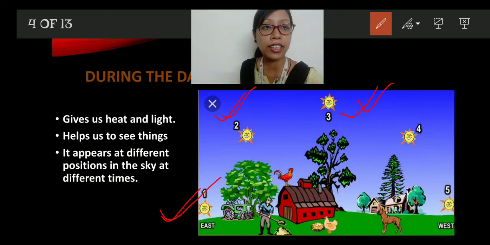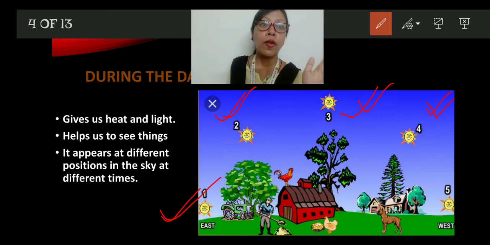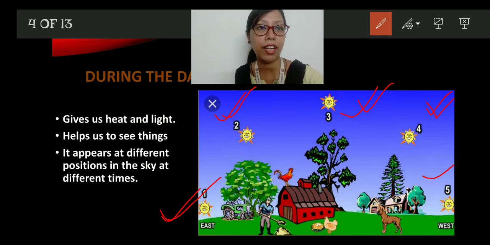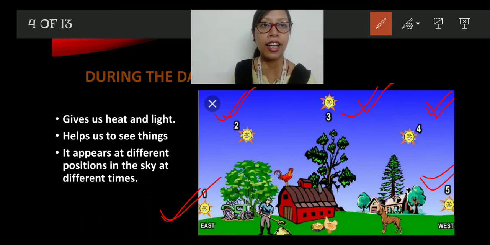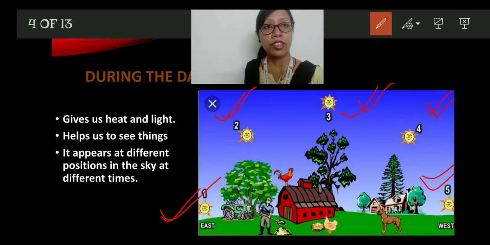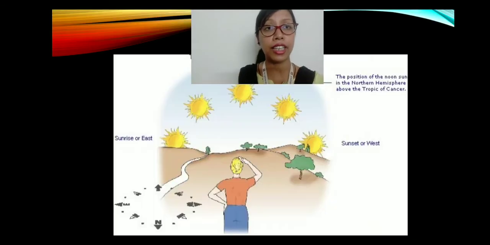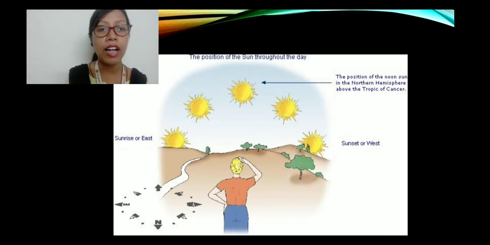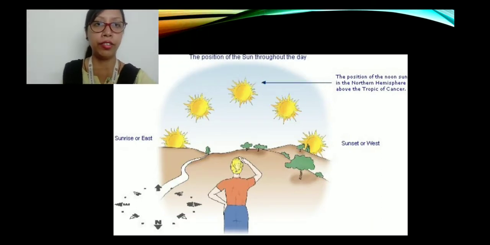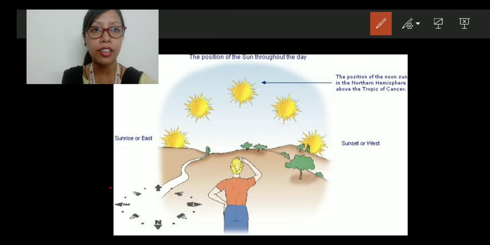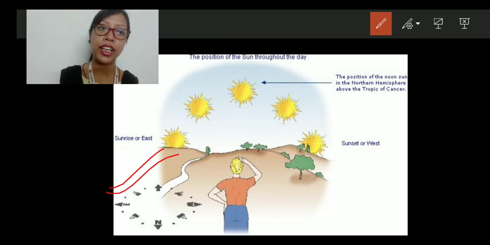Then after that it is at number 4. You can see the sun has come to the west side, and at 5 it is going down. That means the sun is going to set. Okay, and the evening has arrived, and then the night will come. So this is how the sun changes its position during the daytime. Here I have one more picture. If you can see, here also the sun is rising from the east.